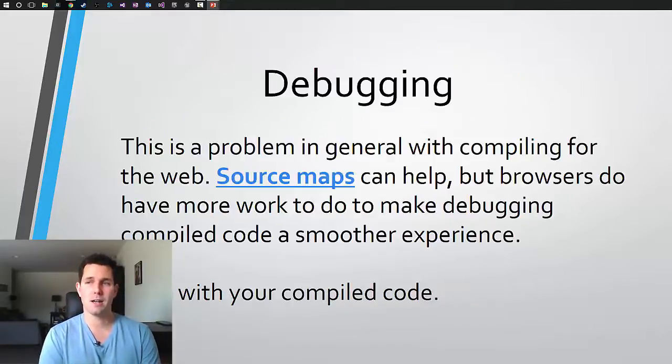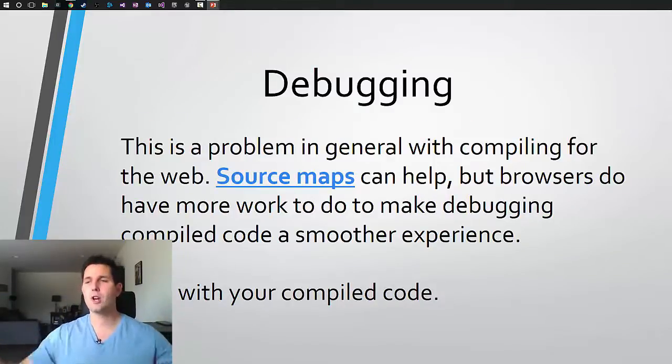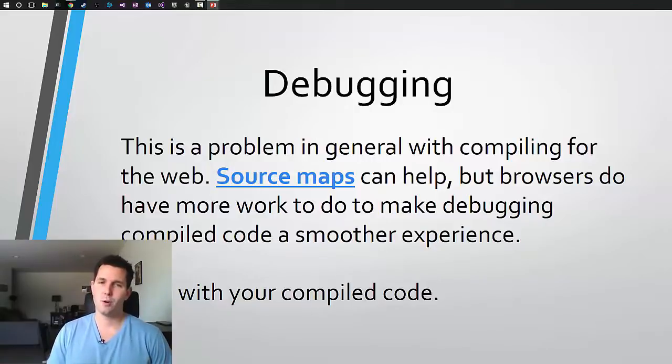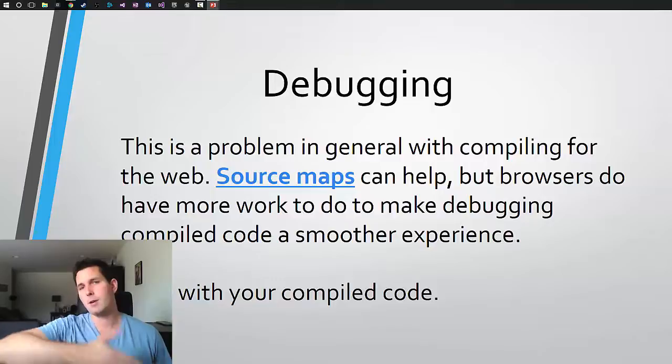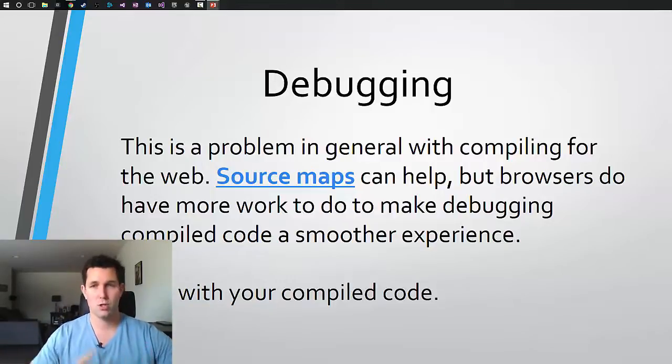The other thing is debugging, right? So this is a problem in general with compiling for the web. Source maps can help a bit, but browsers do have a lot more to do in terms of making debugging compiled code a smoother experience. So your best bet with this is probably to start with your compiled code first. Take a look at that, make sure that's all working 100% in your other language, such as C or C++, and then when it goes over to the browser, you can start troubleshooting and debugging it from there.